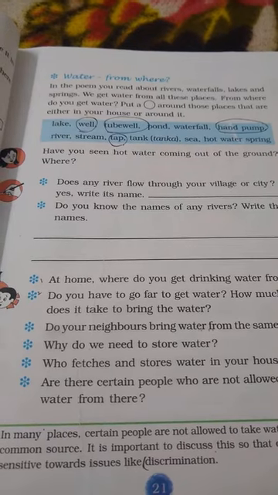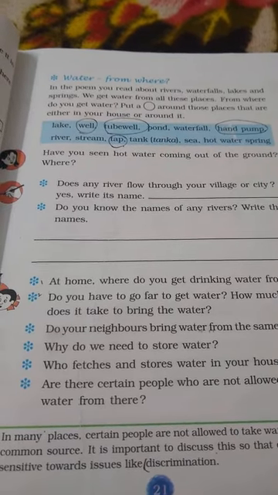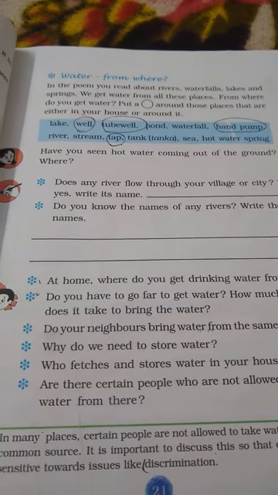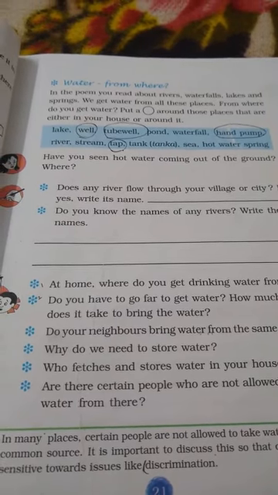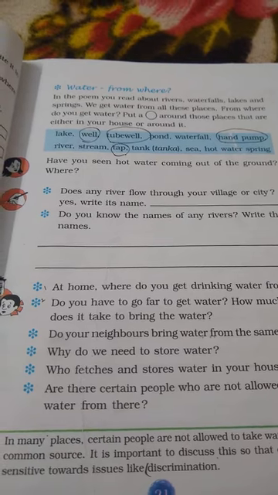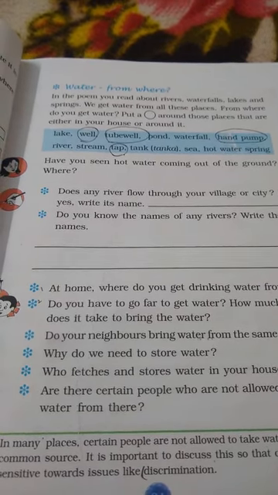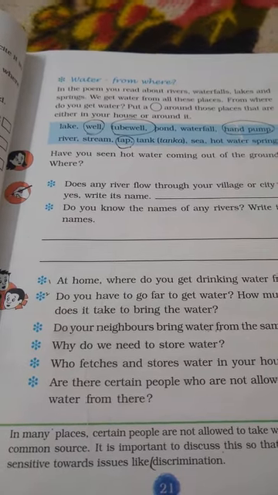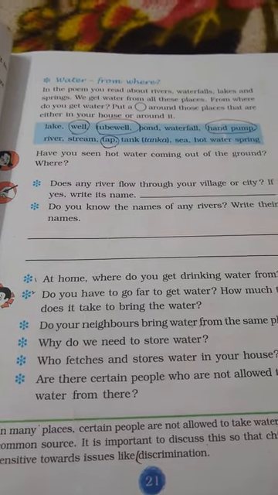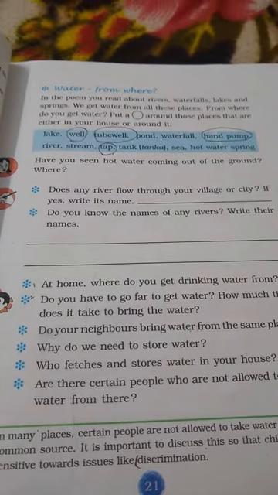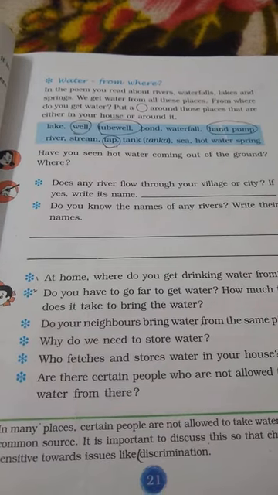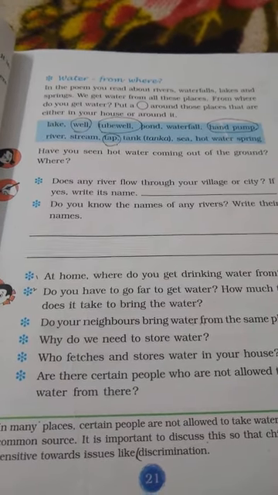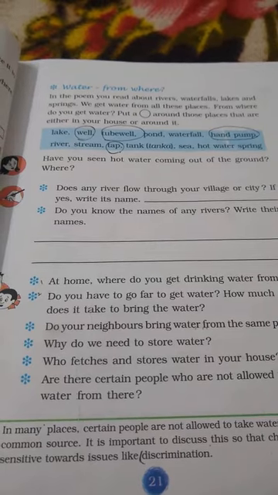So the answer is, near our houses we see hand pump, tube well, tap, and these are the other sources of water. We can get water from these places: well, tube well, hand pump, tap, and tank. These are the sources of water that are near our house.